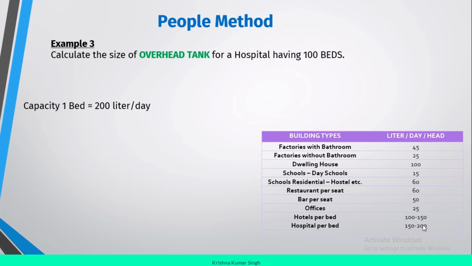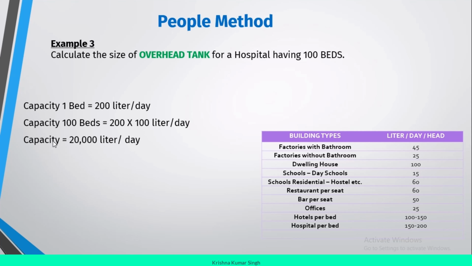I am taking the maximum value because this is the hospital project, so I will take the maximum value to avoid any limitation of water. So 200 liters per day. Capacity is 100 beds, so I will multiply 200 with 100. I will get 20,000 liters per day capacity.